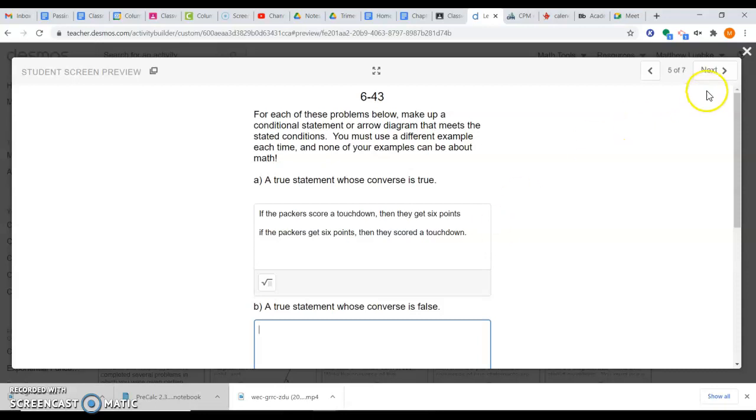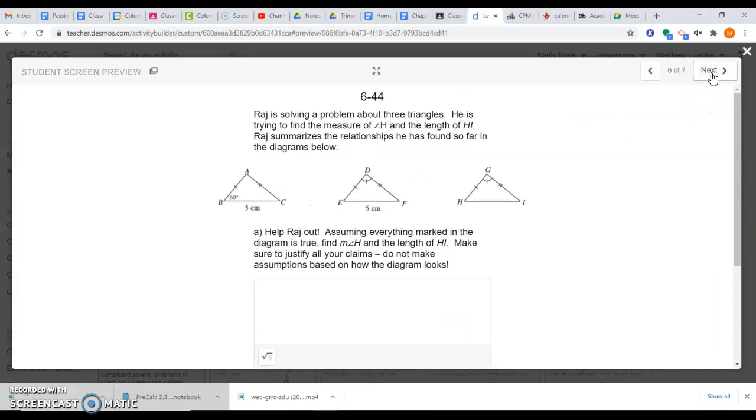All right, last problem then is problem number 6, and it's a very interesting problem. It says, Raj is trying to solve this problem about 3 triangles. He's trying to find the measure of angle H and the length of HI. He summarizes the relationship he has found so far in this diagram. Help Raj out. Assuming everything marked in the diagram is true, we have to find these lengths. Make sure you justify all your claims and do not make assumptions based on diagrams.